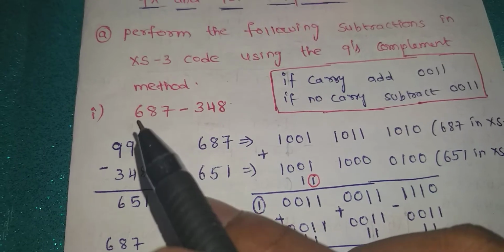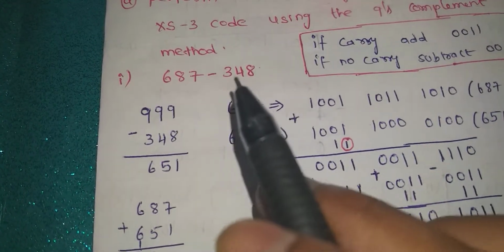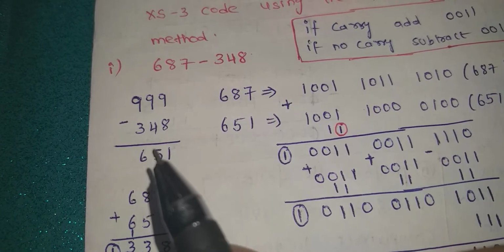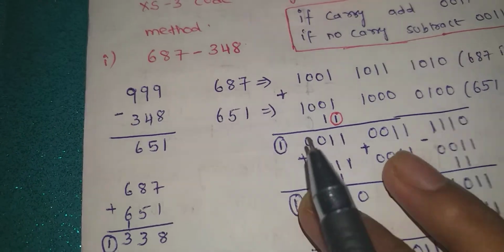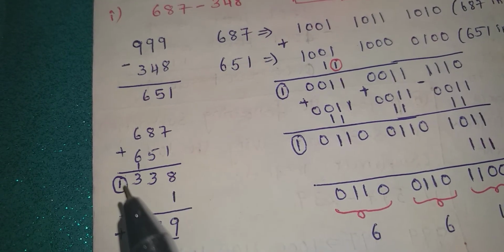Now we know that this is the minuend and this is the subtrahend. We have to take the 9's complement of this subtrahend. This is the result of the 9's complement of the subtrahend: 651. Now we have to add this 651 to the minuend. If you observe, 687 plus 651 becomes 1338.